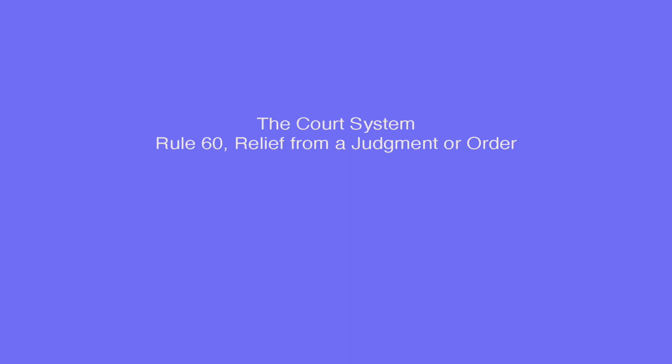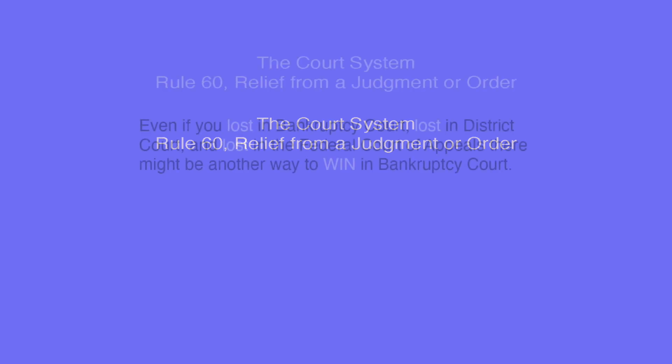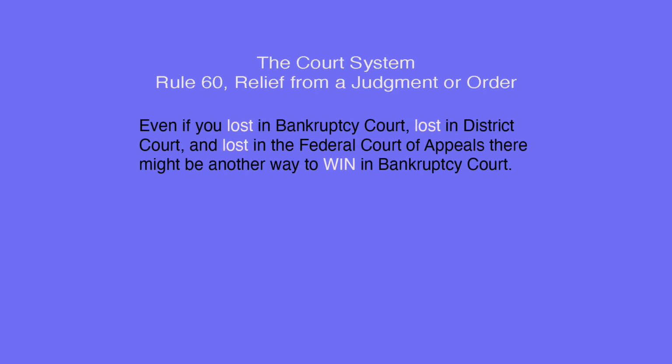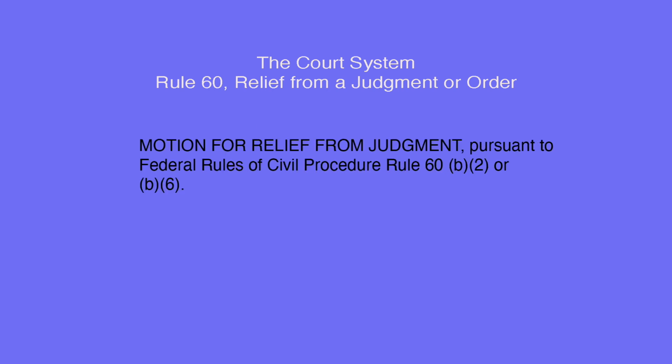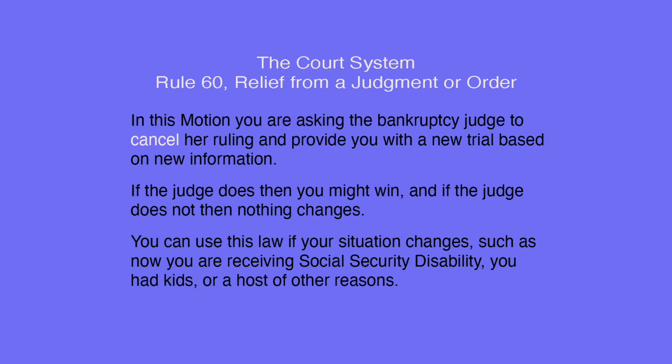Rule 60. Relief from a judgment or order. Even if you lost in bankruptcy court, lost in district court, and lost in the Federal Court of Appeals, there might be another way to win in bankruptcy court. You might be able to file a motion for relief from judgment pursuant to Federal Rules of Civil Procedure Rule 60(b)(2) or (b)(6). In this motion, you are asking the bankruptcy judge to cancel her ruling and provide you with a new trial based on new information. If the judge does, then you might win, and if the judge does not, then nothing changes.